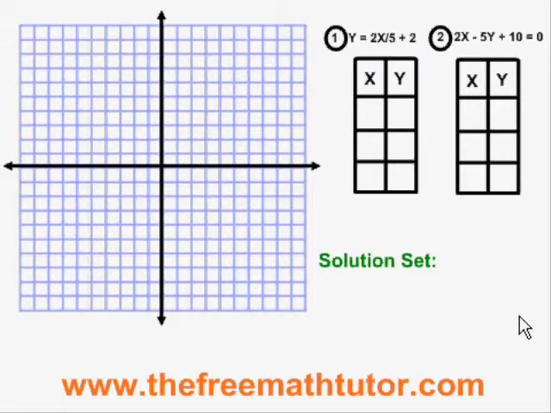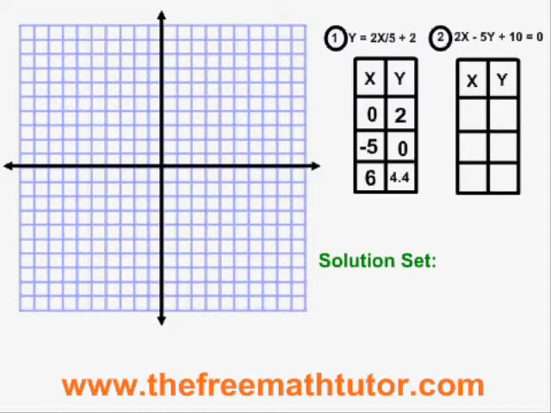It is assumed that you know how to graph a straight line using a table of values. For the equation on the left, y equals 2x over 5 plus 2, I'm going to start by finding my intercepts. If x is equal to 0, y is equal to 2. If y is equal to 0, x is equal to negative 5. And for the third point, if x is equal to 6, y is equal to 4.4.